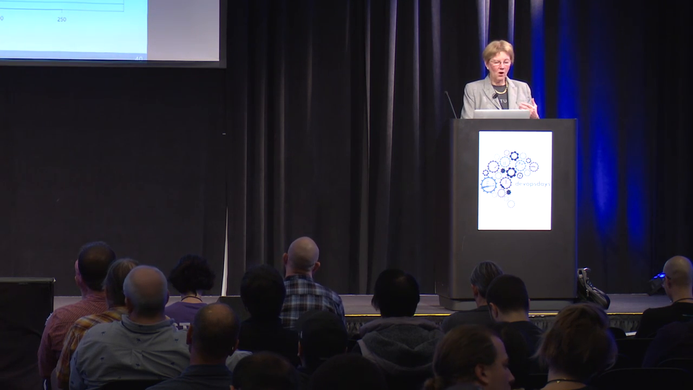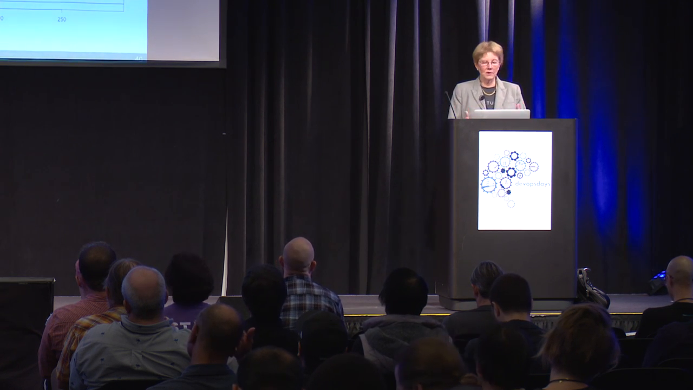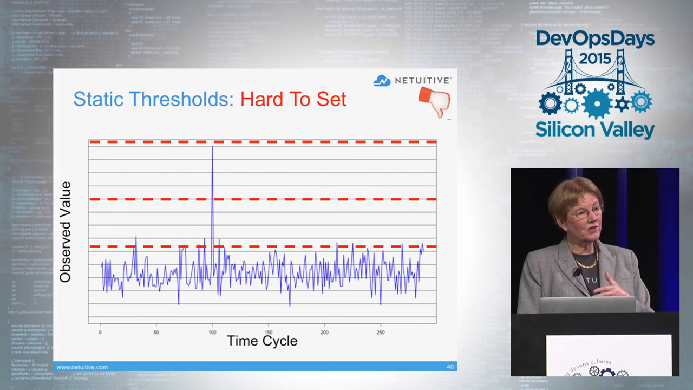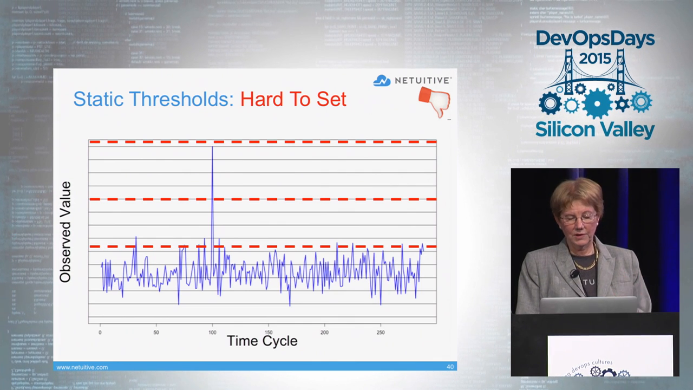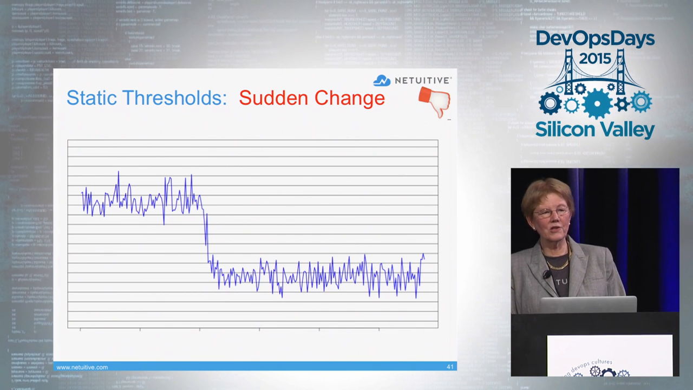And if you set them wrong, you can have dire consequences. You can get floods of alarms and all that sort of thing. But they're useful. They have their place. And in combination with other things, they can really be helpful, as we'll see. Okay, for a static threshold, a sudden change is a real problem to detect.